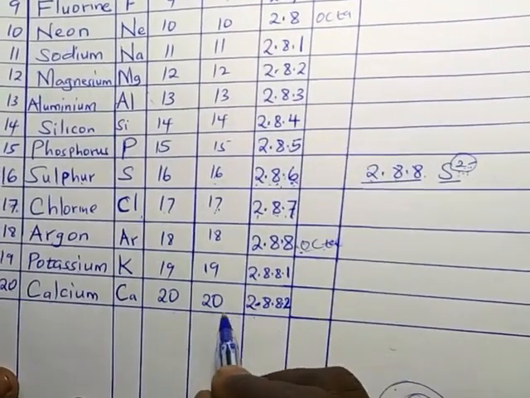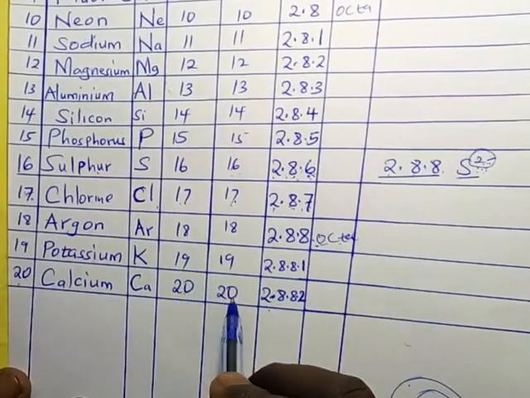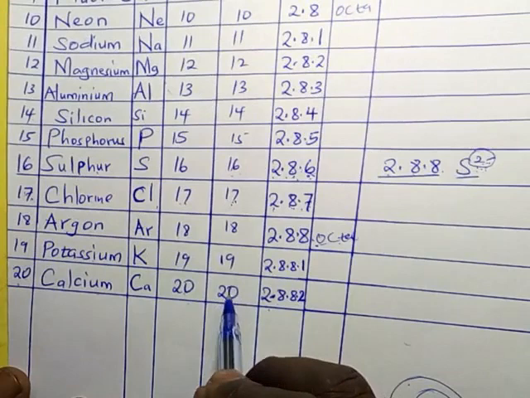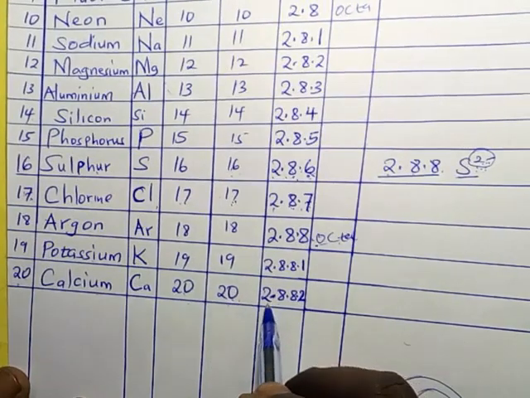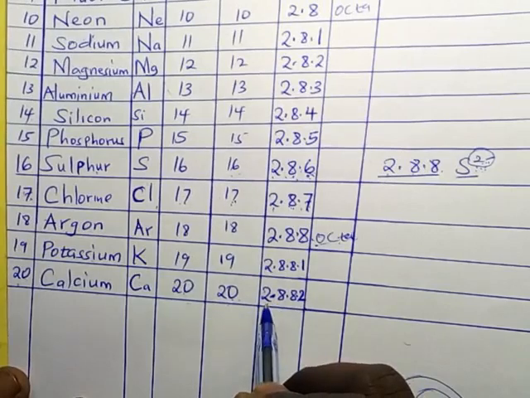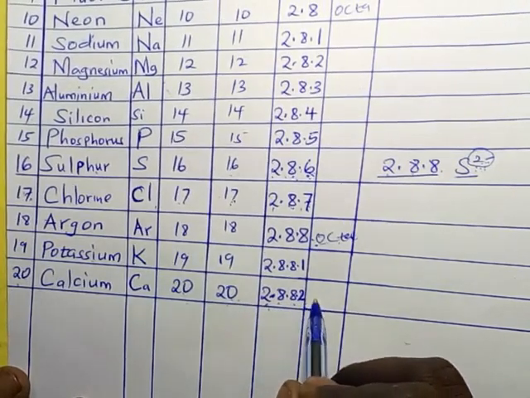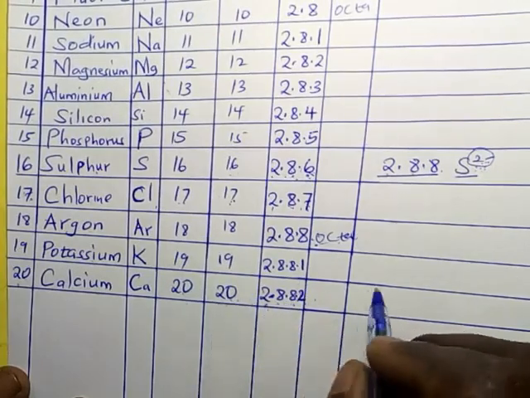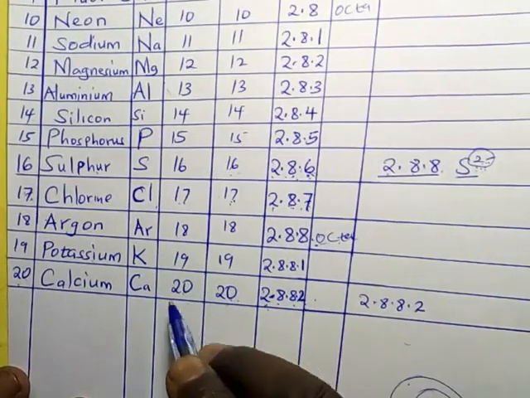Calcium. Calcium is atomic number 20. It has 20 protons, 20 electrons. When these electrons are written in the energy levels, the first energy level always starts with 2 electrons. So 2, 8, 8, and then 2. This is 20. So 2, 8, 8, 2. This is the electron configuration of calcium.